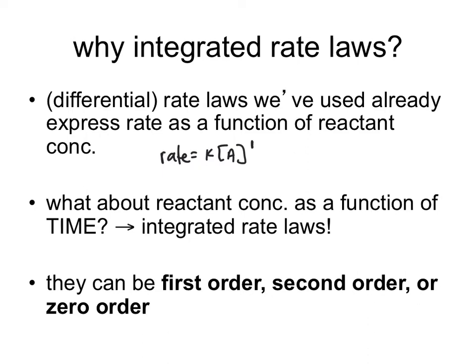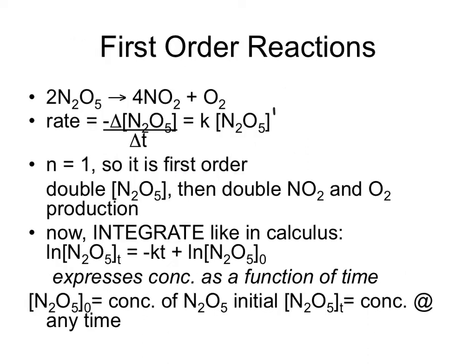Okay, so integrated rate laws can be first order, second order, and zeroth order, and we will talk about each of these. Let's go ahead and look at first order reactions. Okay, we know that this reaction here is a first order reaction because n equals 1 according to the differential rate law we have written here. Now, we know that when we double the concentration for this reaction, we're going to double the rate of the reaction. Now, if we were to integrate this, we would get the following equation.